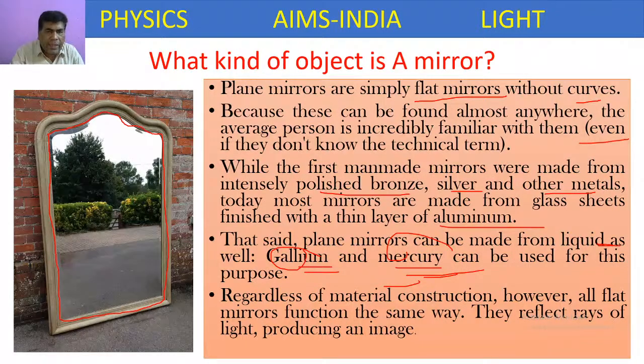In the olden days, they used to make it polished with bronze, silver, and other metals. After some days, they made use of aluminium. Nowadays, they are even making use of some liquids or materials like gallium and mercury.